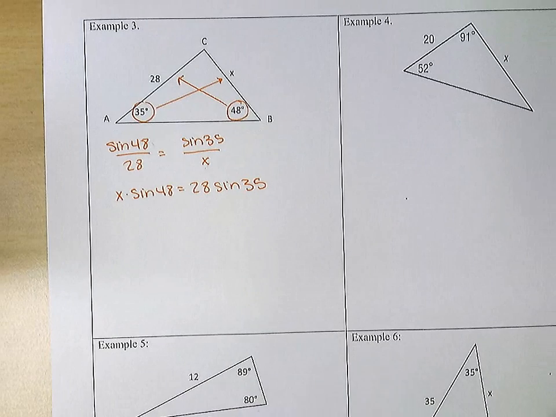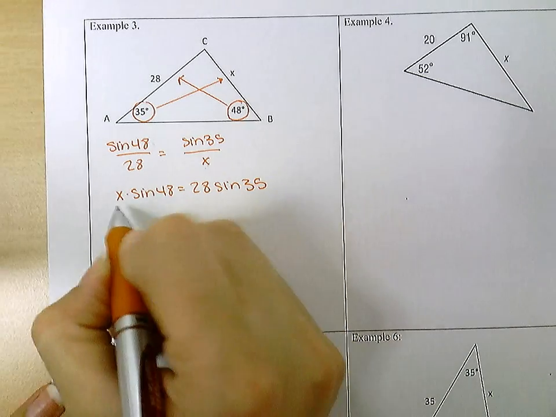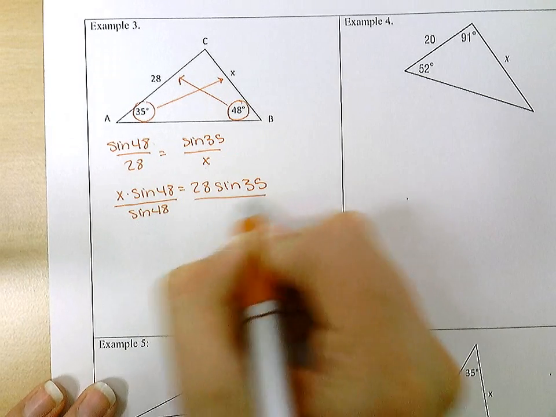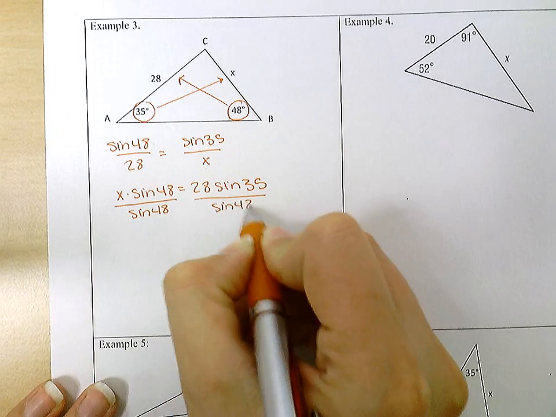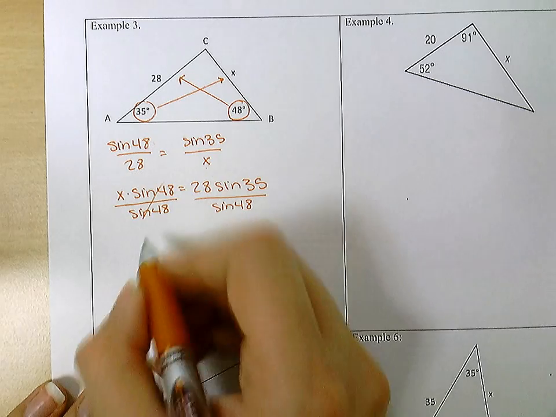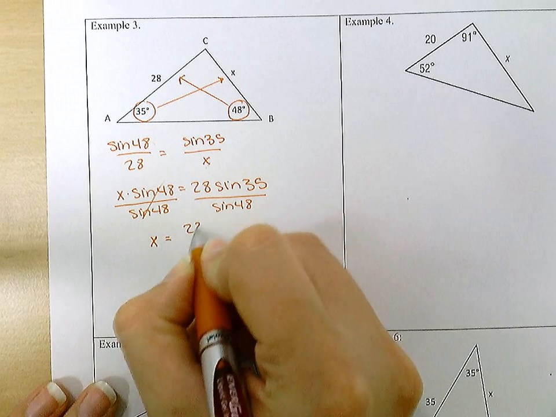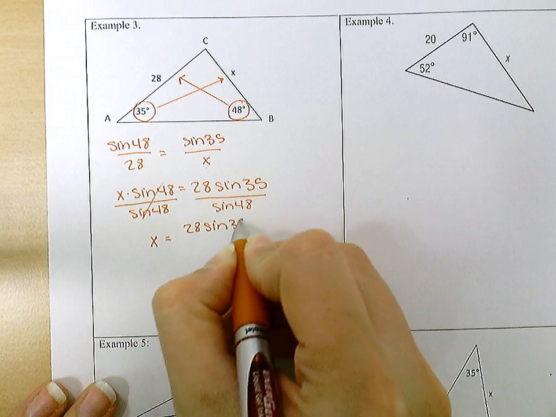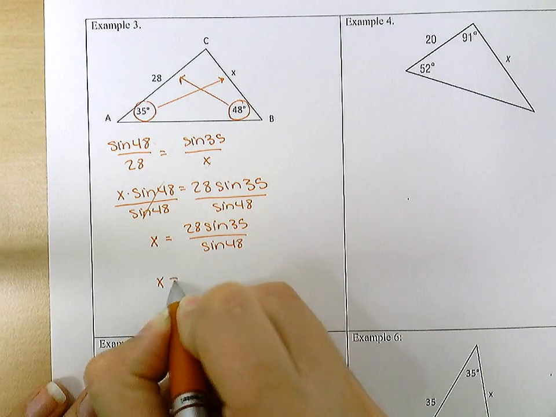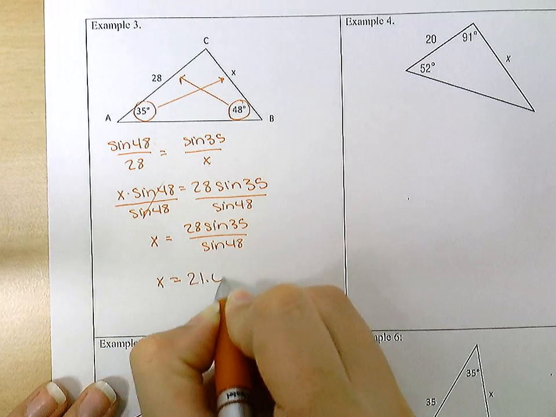Now again, all I want is x by itself. So I would divide out that sine of 48 to both sides of my equation, so that it cancels over here to get x by itself. Then once you plug that into your calculator, you should have x is equal to 21.6.